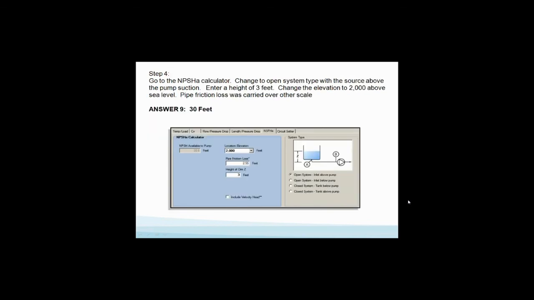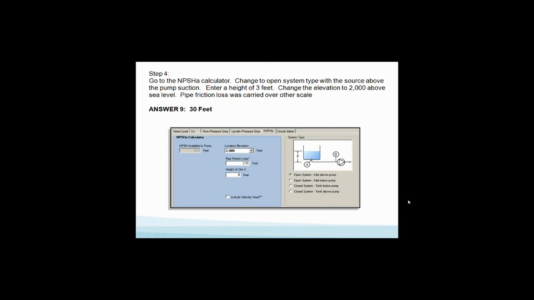Next, we swing over to the NPSHA System Syzer logo, and you see it. We clicked on NPSHA. We're trying to calculate the available NPSH, and we plug in. First thing we do is we look at, is it an open system? It is. Is the cooling tower above the pump? Yes. So we click the very first one, open system, inlet above the pump. Then we go to location elevation. Is it at sea level? No, it's 2,000 feet up. All right, so we plug in 2,000 feet. Pipe friction loss came over from the previous chart. It's already there for you, 2.55 feet. It came over from the previous scale.